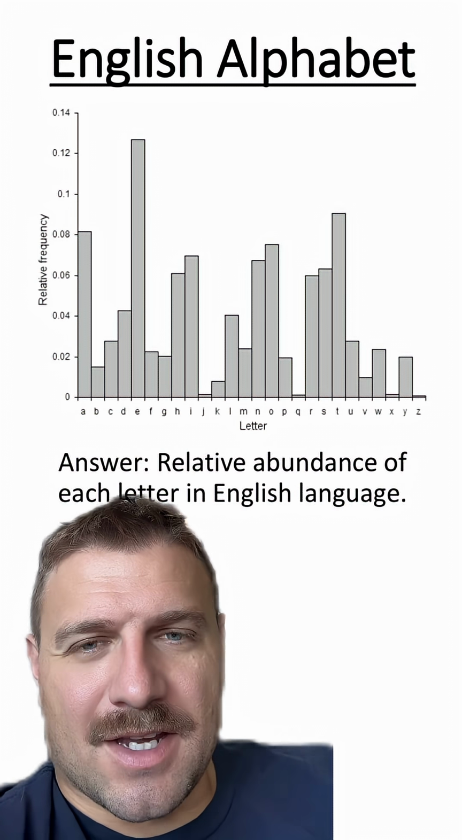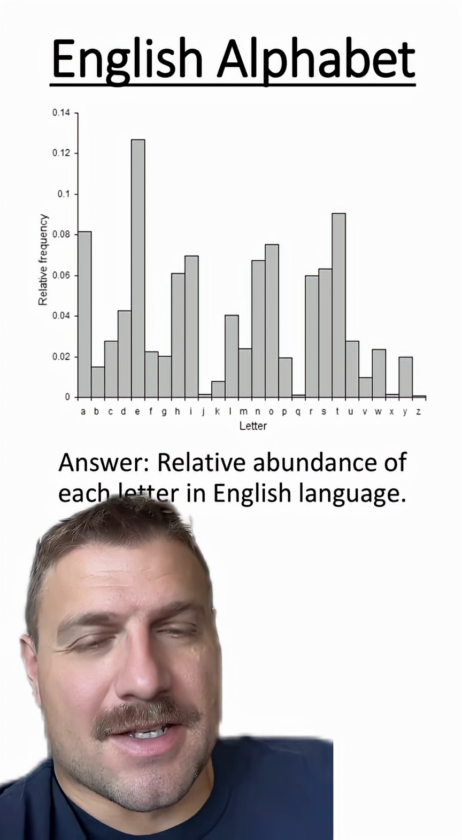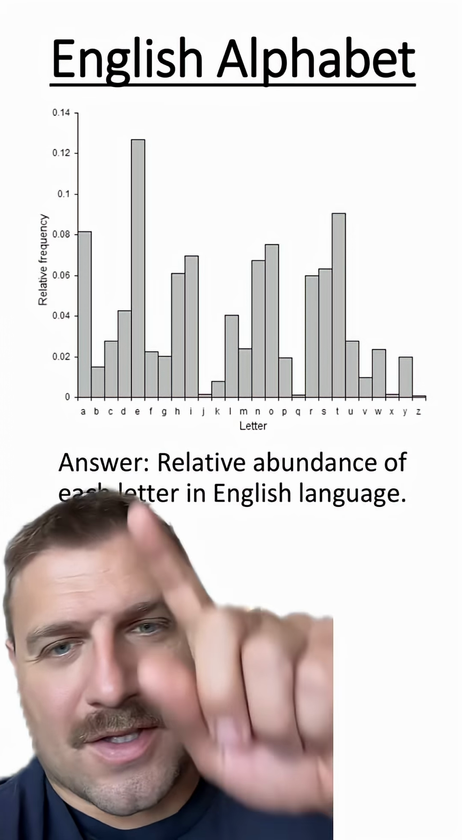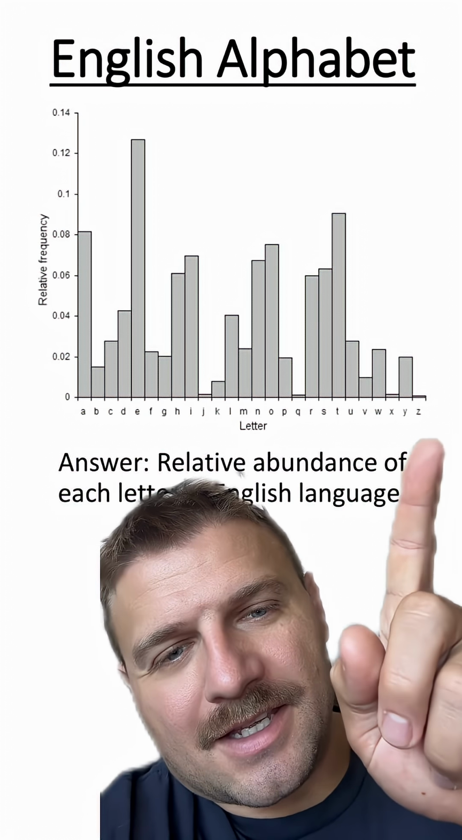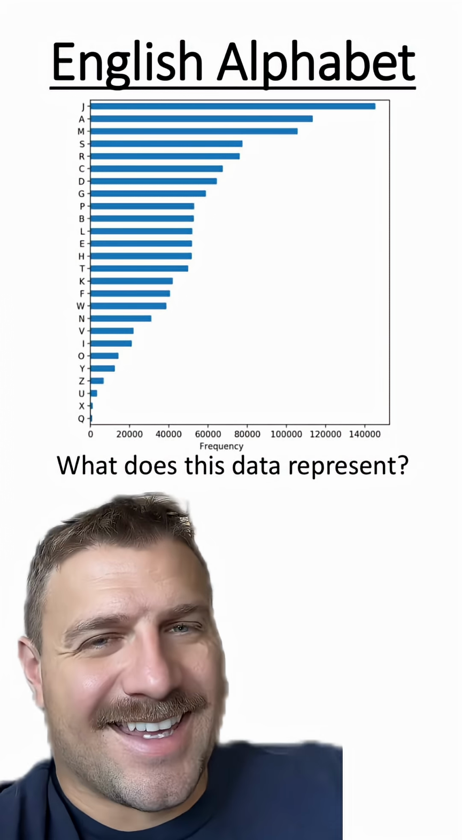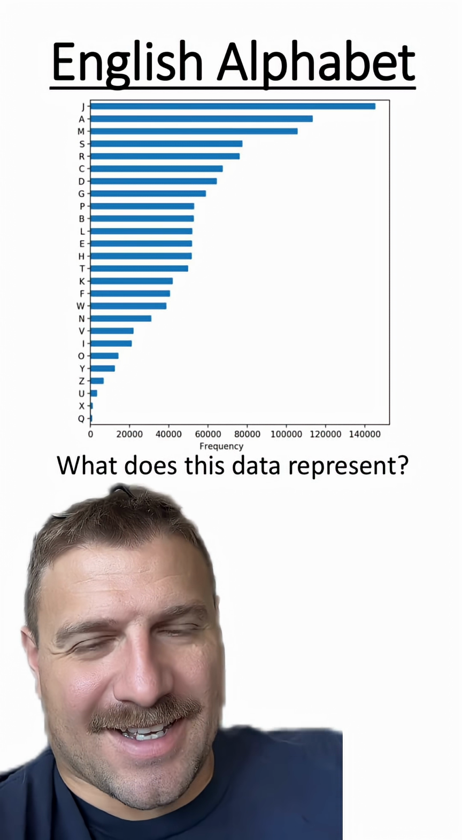The frequencies here of each letter show the relative abundance of each letter in the English language. You can see the letter E here is the most abundant letter used, while the letter Z is the least frequent. Here's another graph of data of letters.